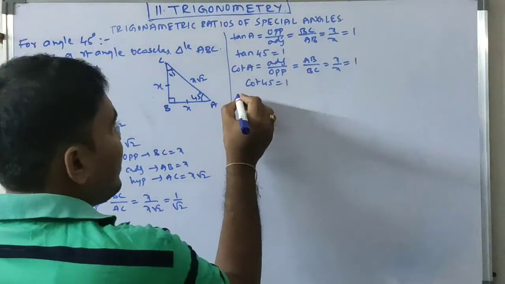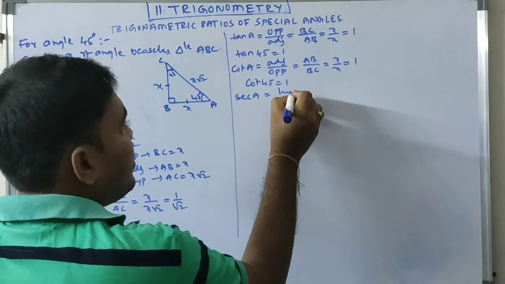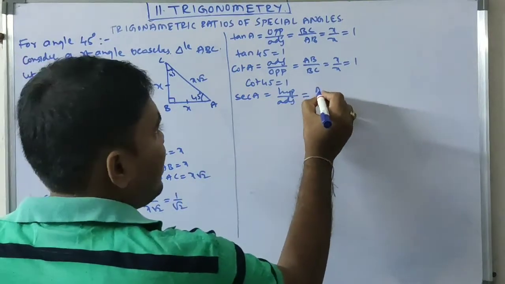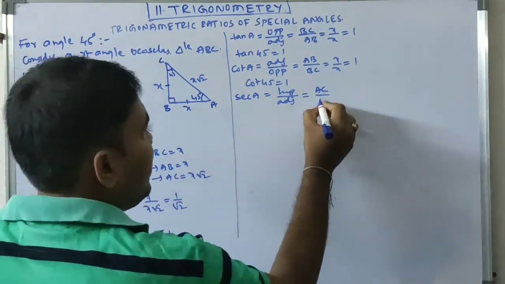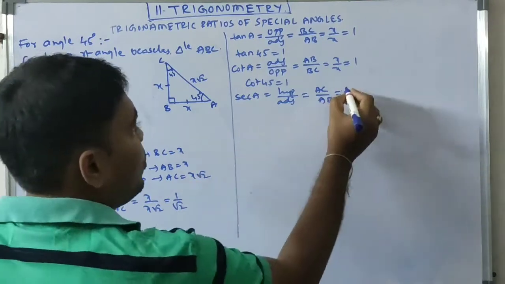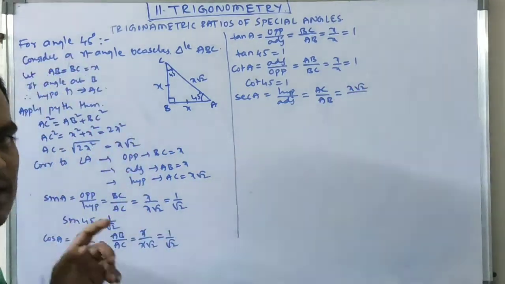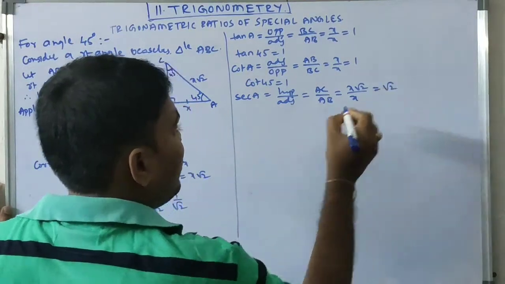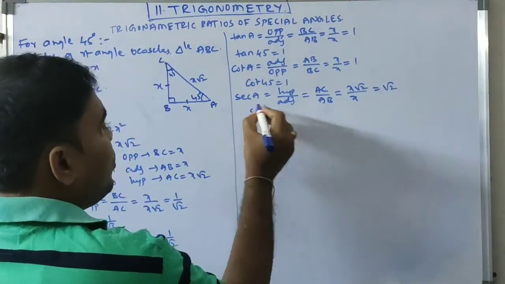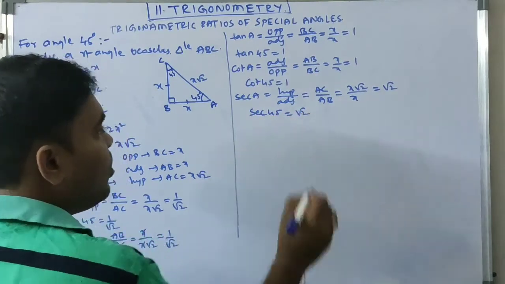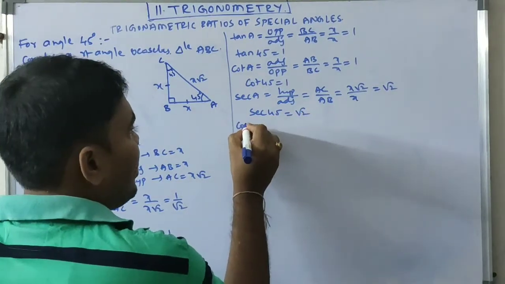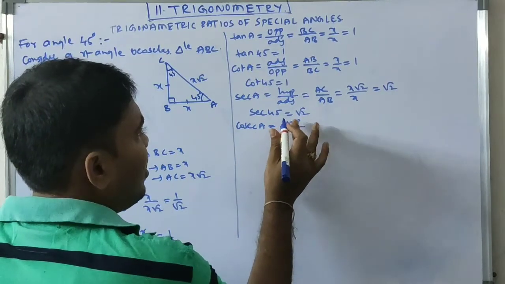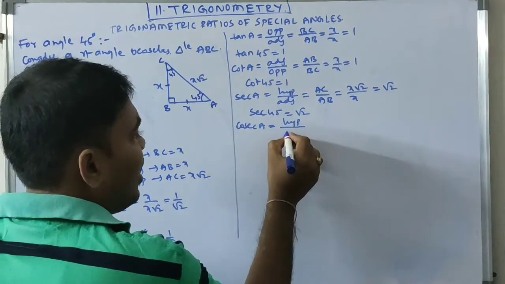Next, sec A. Sec is nothing but hypotenuse by adjacent. Hypotenuse is AC, adjacent is AB. AC equals x root 2 by AB equals x. X cancels, we will get root 2. Sec A, with A equal to 45, sec 45 equals root 2. Next, cosec A. Cosec A equals hypotenuse by opposite side.